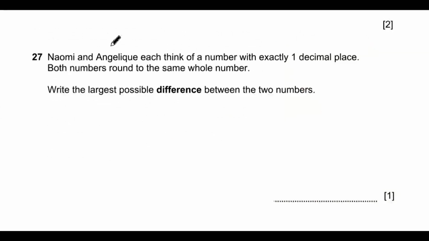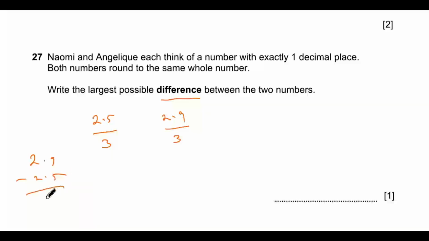Question 27. Naomi and Angelique each think of a number with exactly 1 decimal place. Both numbers round to the same whole number. Write the largest possible difference between the two numbers. Let's take for instance, if you pick 2.5 as the first decimal number and 2.9 as the second. Of course, we round both up to 3. If you find the difference, 2.9 subtract 2.5 gives you 0.4.